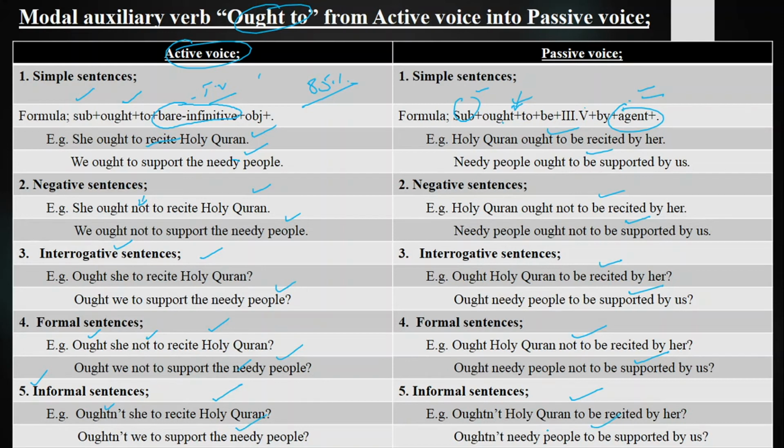So these are the sentences of modal auxiliary verbs from active voice into passive voice. The modal auxiliary verb ought to, and we have already discussed that it is more stressable than should and less stressable than must. So hope you got today's lecture. Now the main thing is practice. We will select some verbs and make the sentences.